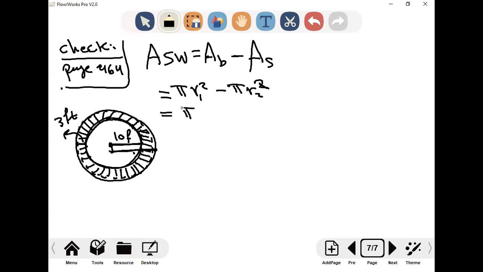Equal pi, let's put 3.14 directly. 3.14 multiply radius 1, the big radius, which is 10 and 3 more, which is 13, multiply 13 power 2, minus pi, how much is the small circle? 10 radius, right, multiply 3.14.